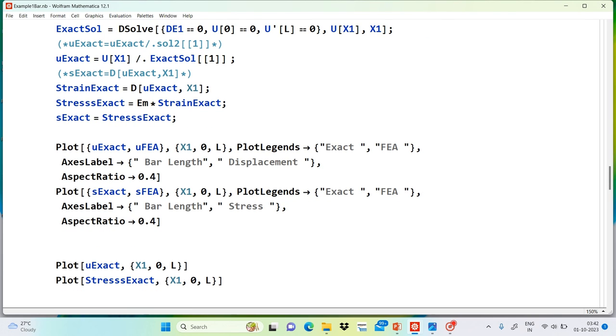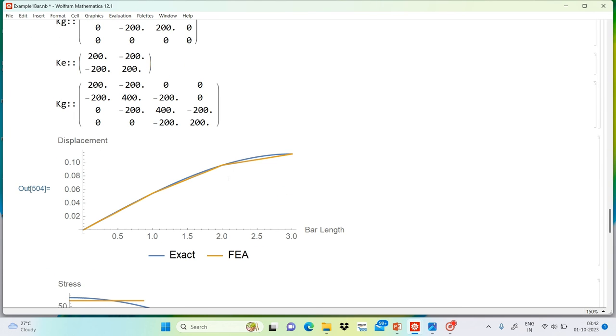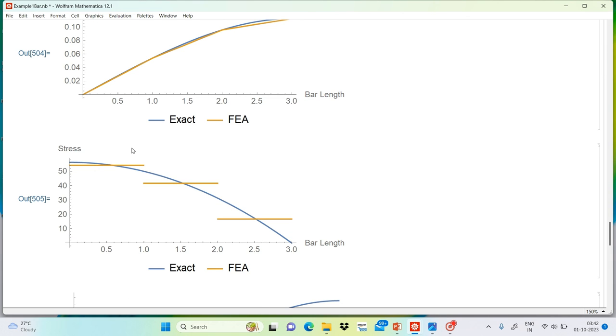So we will apply, let's see, we have this: the blue is the exact solution and this is the finite element solution, and this is for the three elements, and this is for the stress. We know the strain is a constant value, therefore the stress would also have a constant value, that would be a jump.